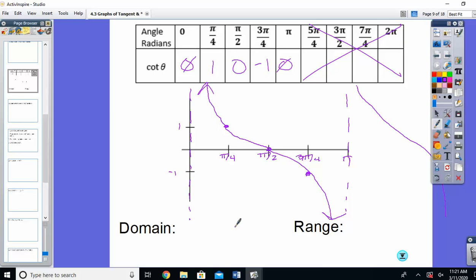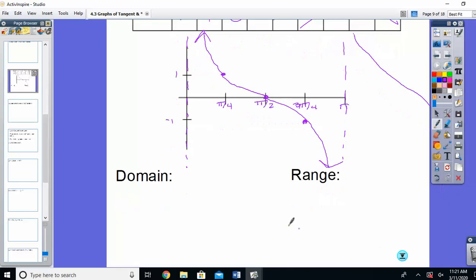The domain of this, let's just identify our domain by talking about what x cannot equal. So I'm going to put dot, dot, dot because we know it extends both directions. It can't equal 0. Pi, what would be the next one? 2 pi, 3 pi, and so on. So it can't be those multiples of pi. What's the range of our cotangent graph? It hits every y value. So negative infinity to positive infinity.